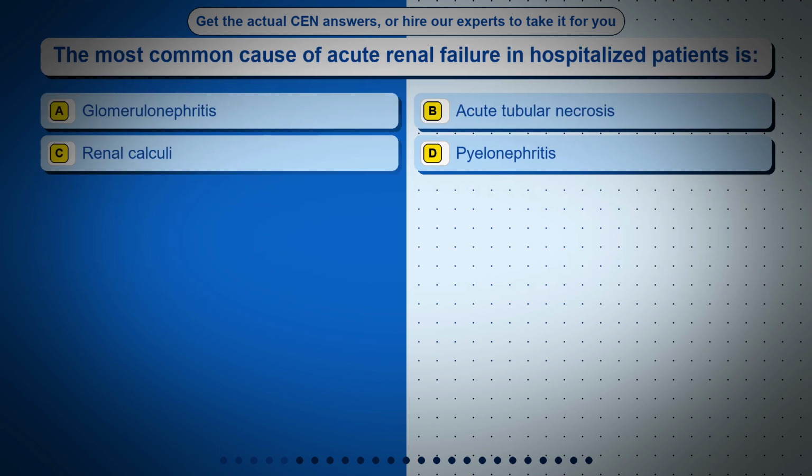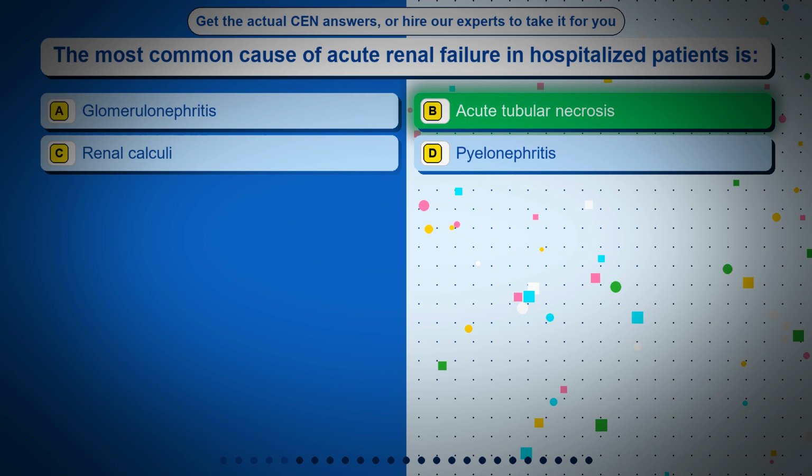Question 5. The most common cause of acute renal failure in hospitalized patients is: Option A, glomerulonephritis. Option B, acute tubular necrosis. Option C, renal calculi. Option D, pyelonephritis. The correct answer is Option B, acute tubular necrosis.